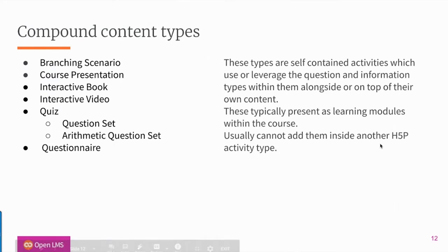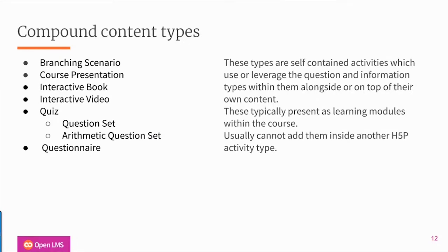Compound types are a set of tools that build on other tools in essence. They collect other bits into them and create a more robust sort of approach using multiple items. Branching scenarios are brand new in the system. I think they're still marked as beta in there. That's a newer addition to the set. Course presentations, interactive books and videos.